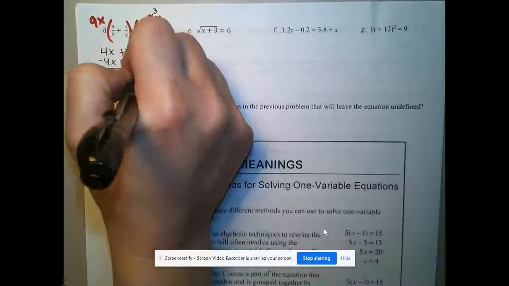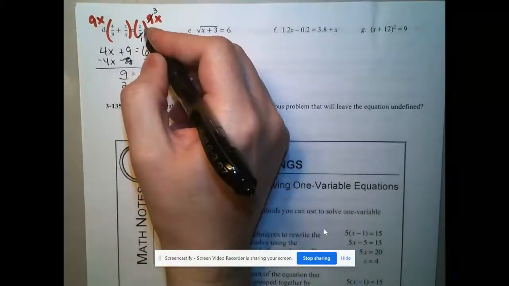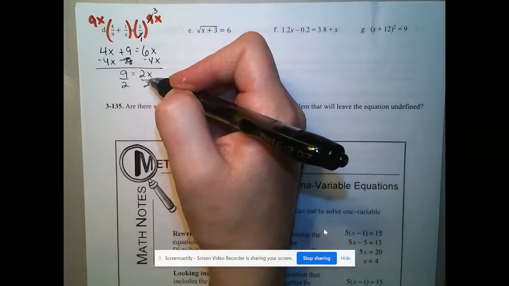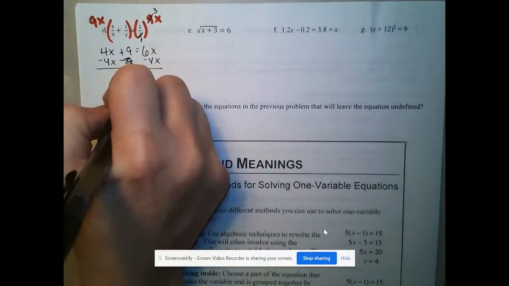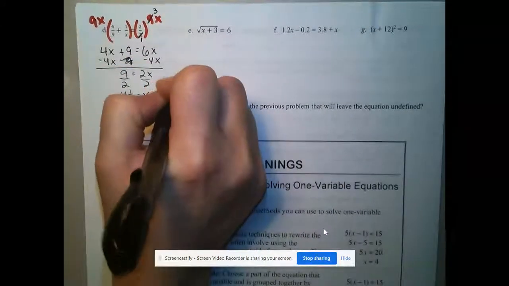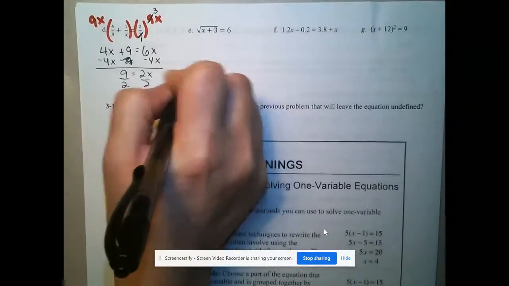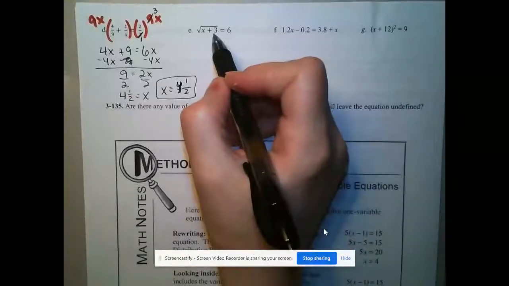9 equals 2x, and divide both sides by 2. Now, the original problem had fractions, so you're not going to say 4.5. Because there were fractions, you're either going to leave it as 9 halves or you're going to go 4.5 equals x. X equals 4.5. Not going to go with a decimal answer because the original question had fractions. You stay with fractions.